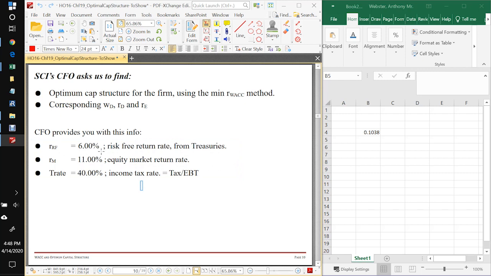The risk-free rate at the time, she believes, is 6%, and she's gone out and measured that by treasuries. The market rate, this is going to be for CAPM for RE, the market rate of the stock market on average annual return right now, 11%. She believes the tax rate, we've already learned, is 40%, and that is tax divided by EBT, where we assume that EBT is equal to taxable income, which has been our assumption pretty much all along.